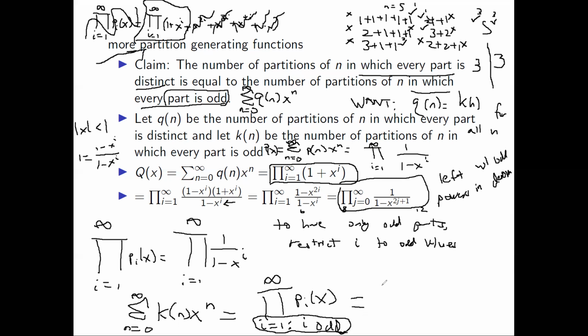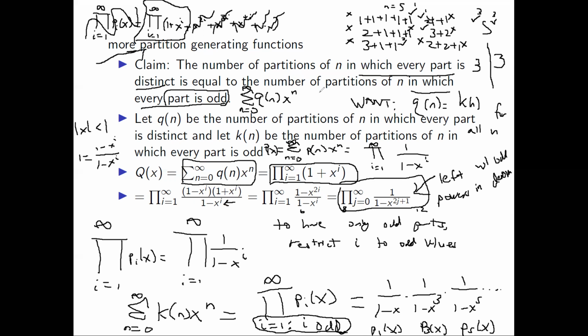Another way to write this is as the product 1 over 1 minus x times 1 over 1 minus x cubed times 1 over 1 minus x to the 5th, and so on. So this is p_1 of x, p_3 of x, p_5 of x, and so on. And so we see that this is exactly what we got in this bullet. So the generating function for k is the exact same as the generating function for q.